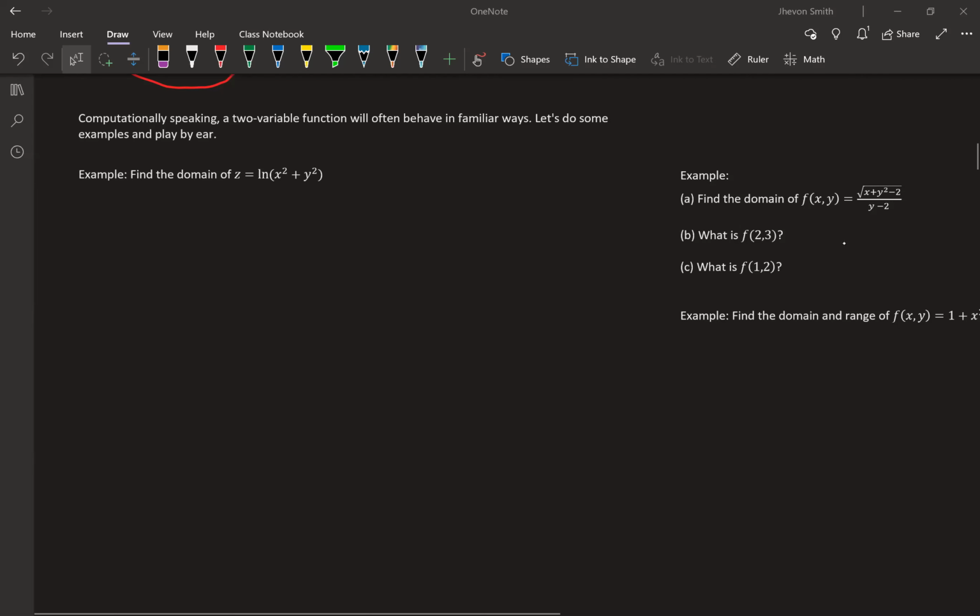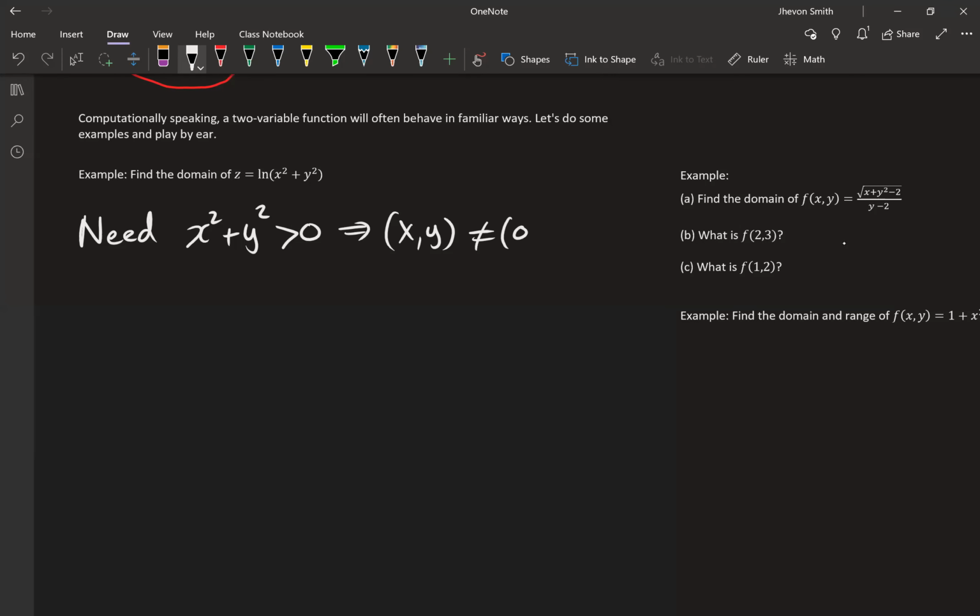We need x squared plus y squared to be strictly greater than 0. This means that (x, y) cannot be (0, 0) itself. Any other point is going to be fine, because the moment my x or my y is not 0, the square is going to turn it into a positive number larger than 0. So the domain of this function z is the set of all (x, y) such that (x, y) is not the origin.